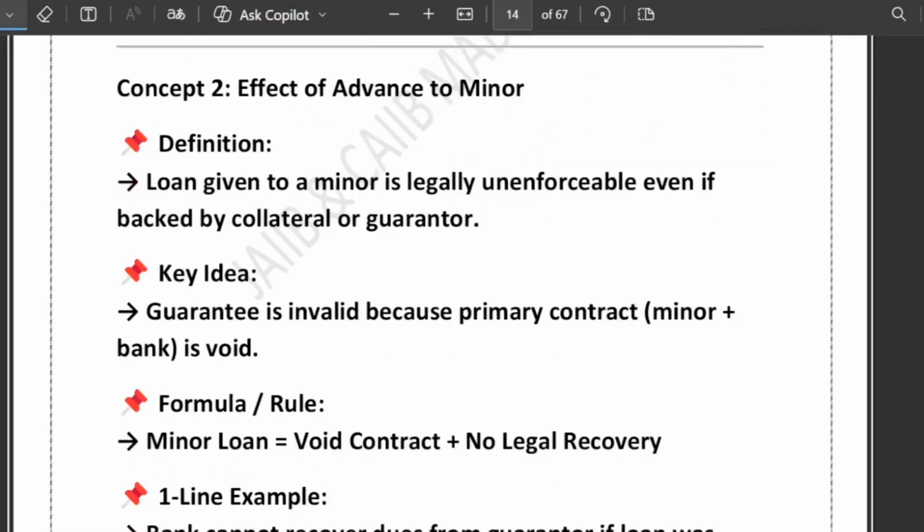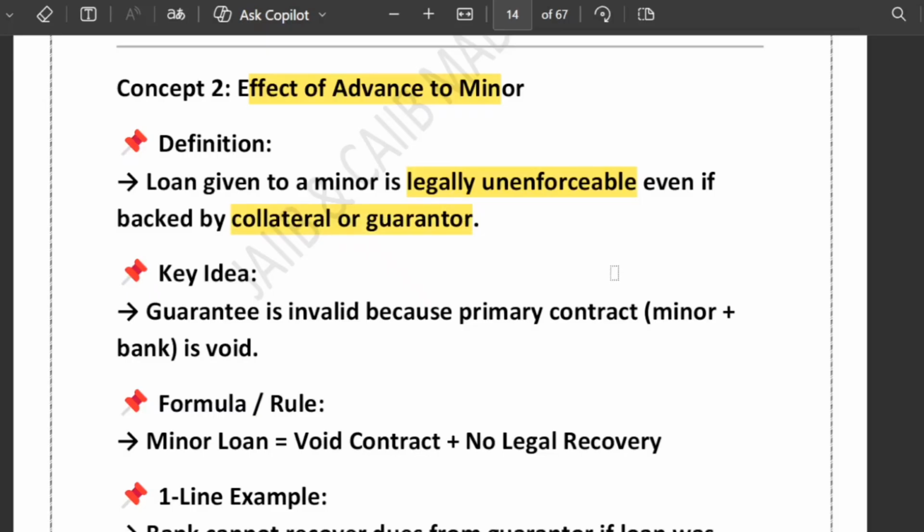Now the next concept is the effect of advance to a minor. If you give an advance, what will be the effect? A loan given to a minor is legally unenforceable. Even if backed by collateral or guarantor, no matter what, it is legally unenforceable. The key idea is that the guarantee is invalid because the primary contract, which means minor plus bank, is considered void. That's why the guarantee is invalid.